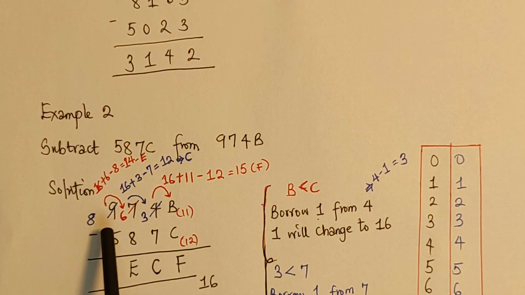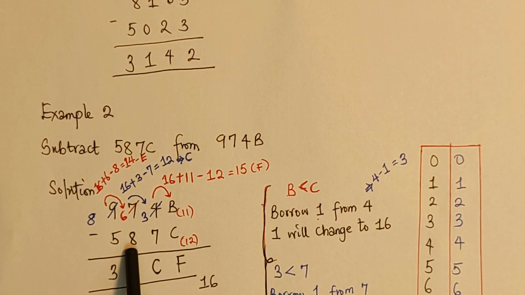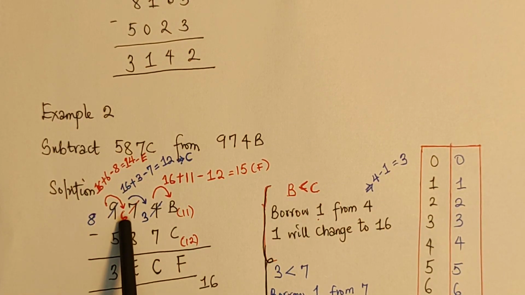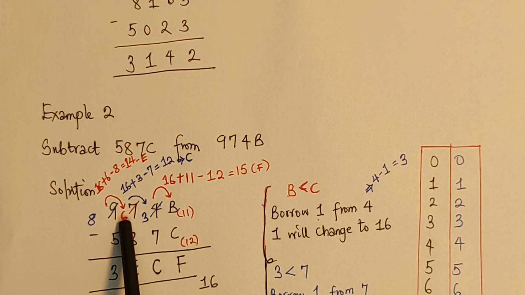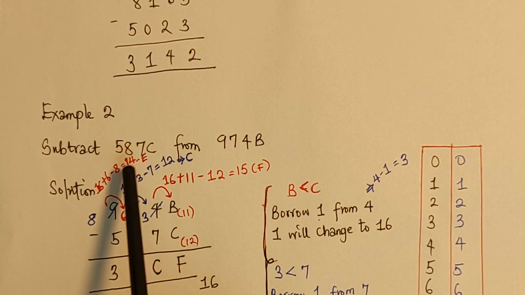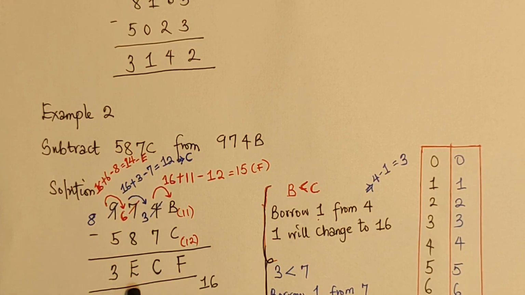Let's go to the next one. In this part, we have 6. 6 minus 8 is not possible, so 6 is less than 8. We have to borrow another 1 here. Like I said, in every borrow, it's converted to 16. So it becomes 16 plus 6 minus 8, which is like 22 minus 8, 14. Our 14 will be represented as E.